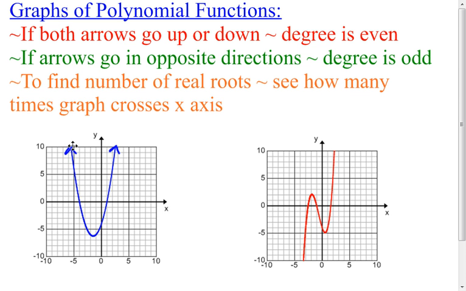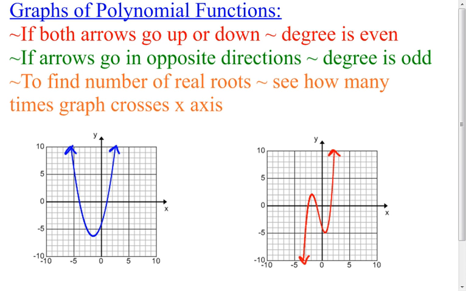Okay? The red one, the end behavior here goes like that and like that. So do you see how the end arrows go opposite directions? So that means it's a polynomial that has a degree that is odd. In this case, this is a cubic graph, and cubic, of course, has a degree of 3, and 3 is an odd number. Okay, so that's kind of what that looks like.